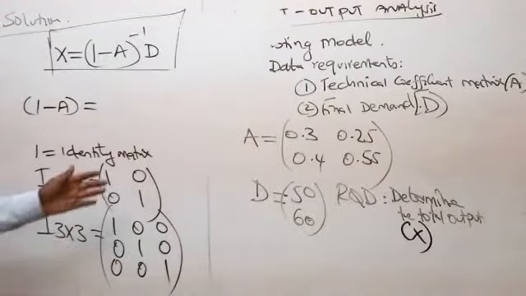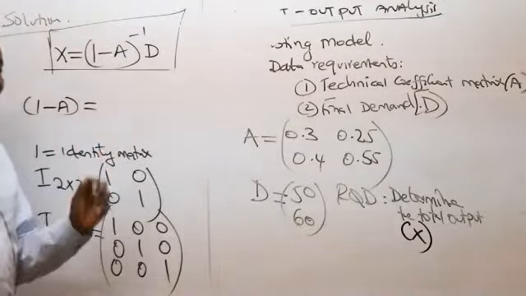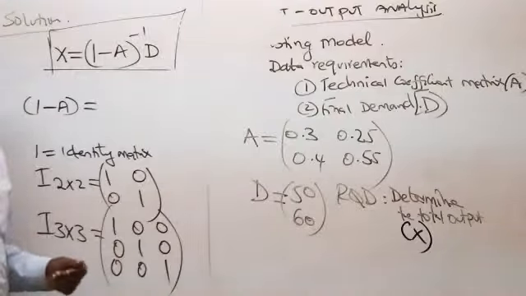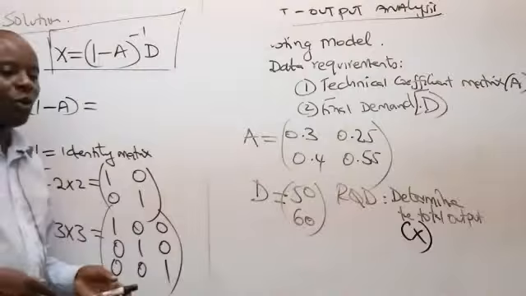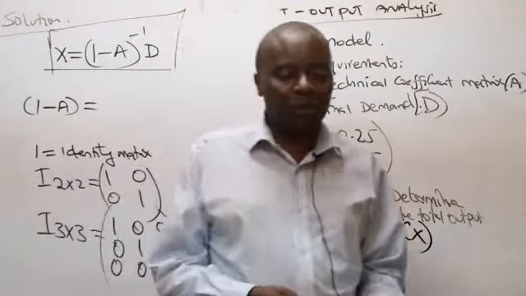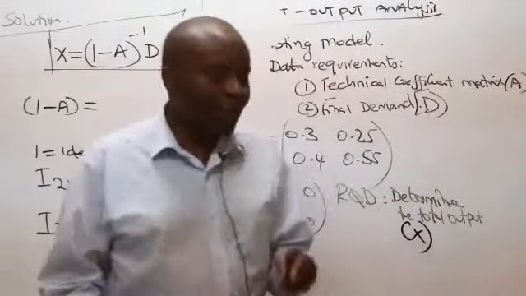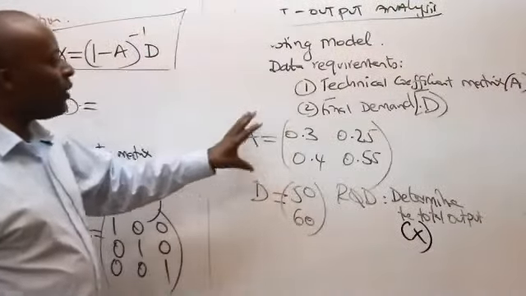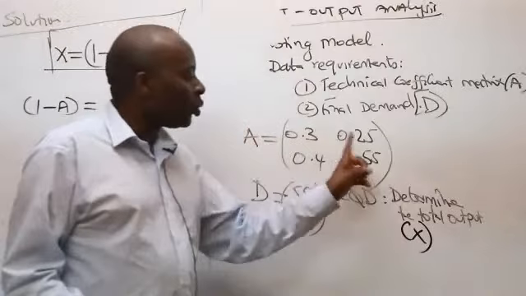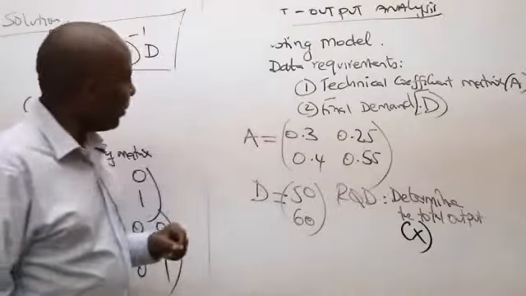Like in this particular question that we have, should we choose an identity that is 2 by 2 or identity which is 3 by 3? Which one should we work with, ladies and gentlemen? 2 by 2, yes. It's 2 by 2 because, for purposes of compatibility, the matrix that we have here has 2 rows and 2 columns. So I should work with 2 by 2.